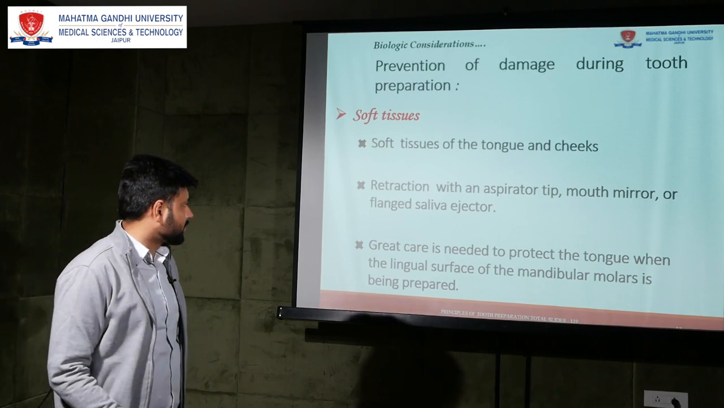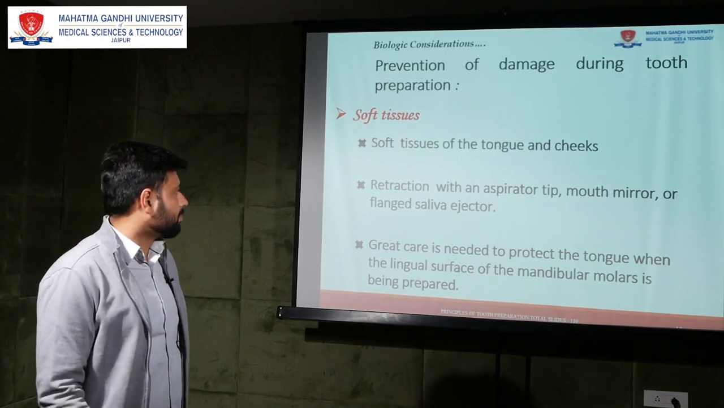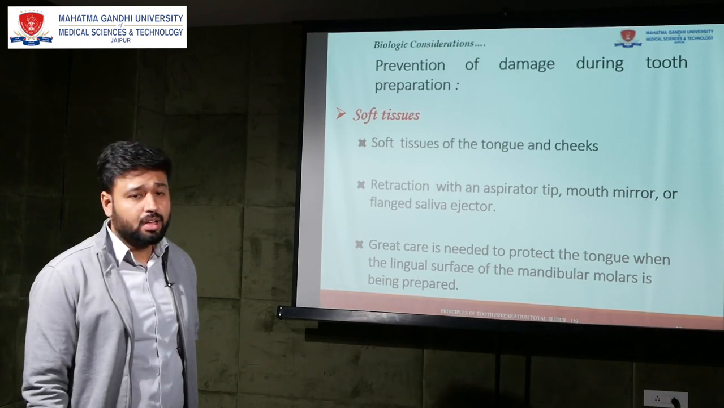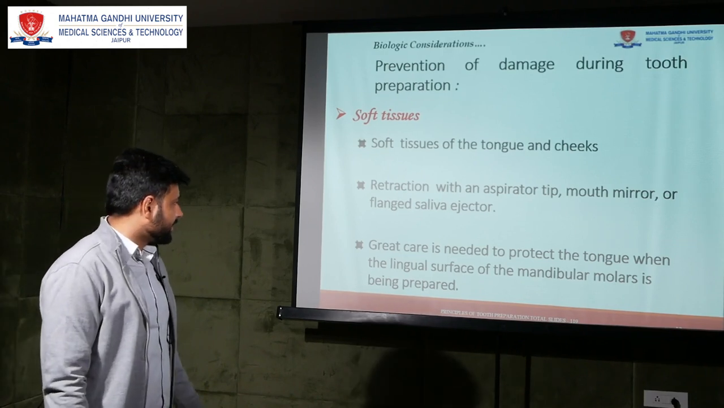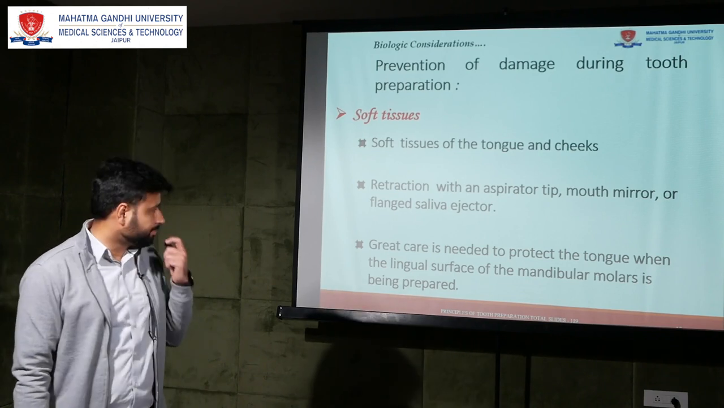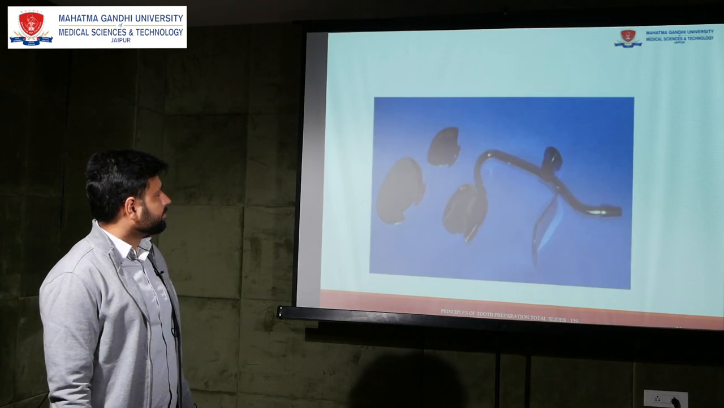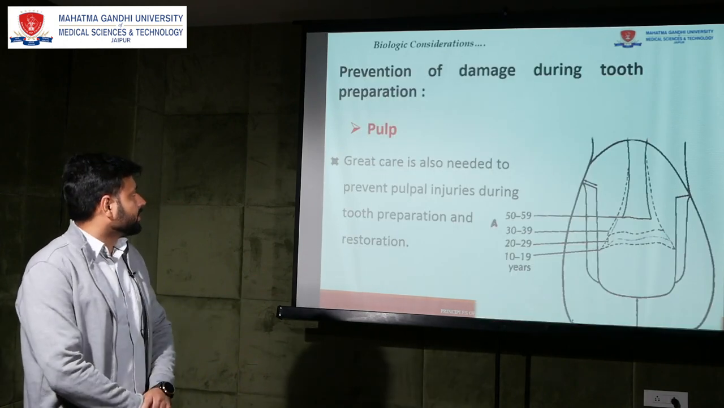Then the soft tissue of the tongue and cheeks, we can iatrogenically harm all of those structures, through interaction with the aspiration tip, mouth mirrors, or the flange of the saliva ejectors. Great care is needed to protect the tongue when the lingual surface of the mandibular molar is being prepared. Like this, this is the swab adapter. Then prevention of damage during the preparation.